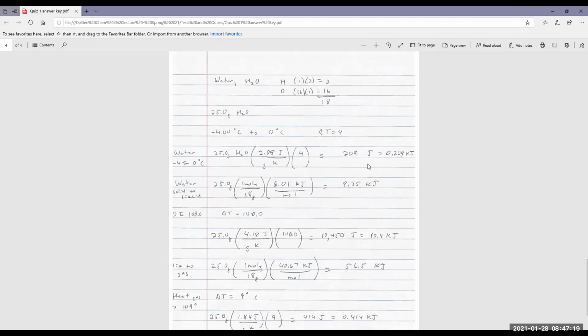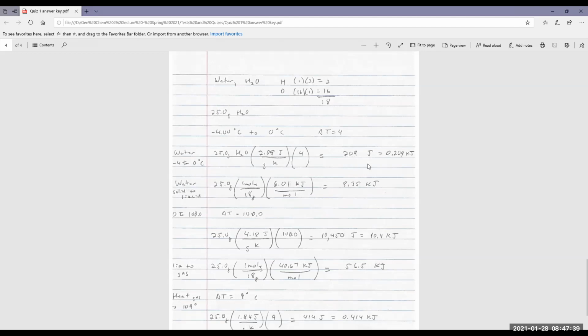Now that I'm at 100 degrees, I'm going to do the transition from liquid to gas. 25 grams divided by 18 grams to convert to moles. And then I use that next constant, 40.67 kilojoules per mole, and I get a value of 56.5 kilojoules.